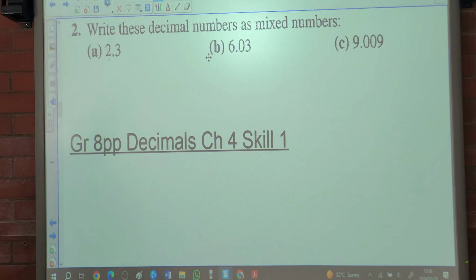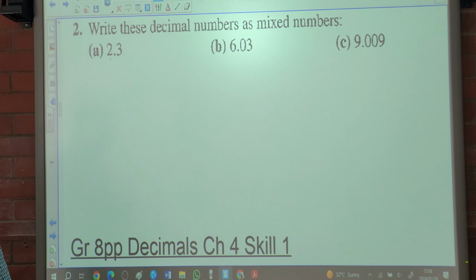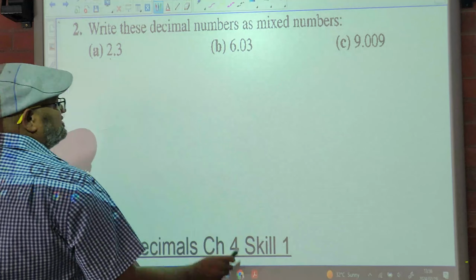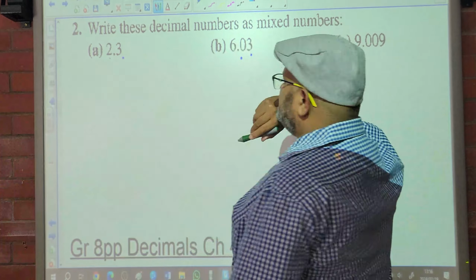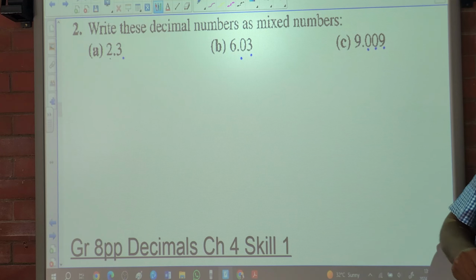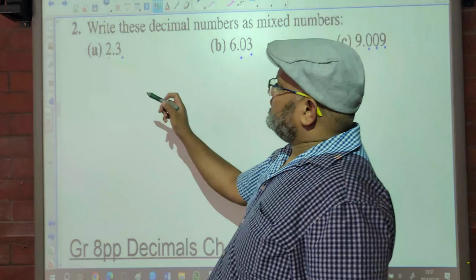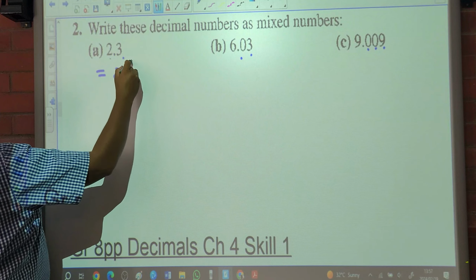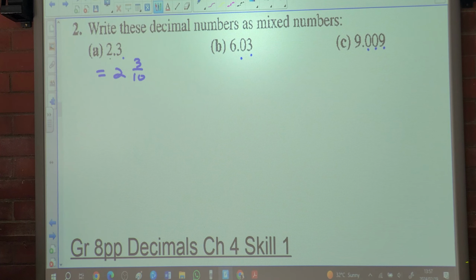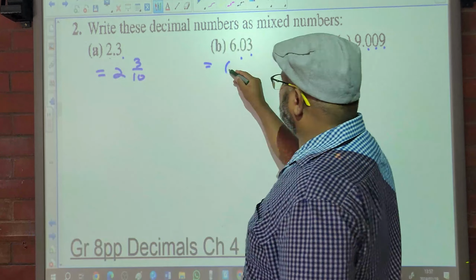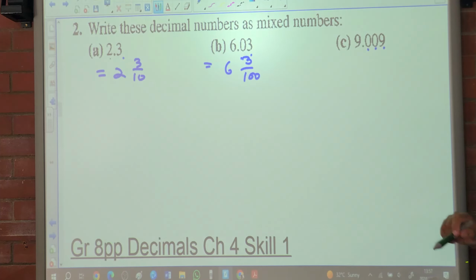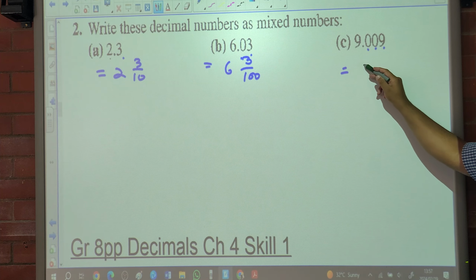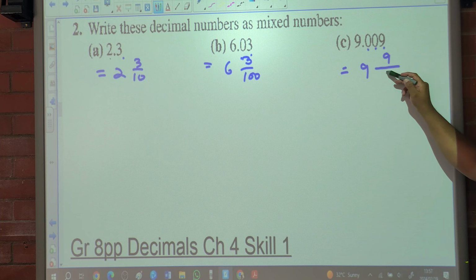Number two, we are asked to write these decimal numbers as mixed numbers. If there is 1 decimal after the comma, the denominator is going to be 10. 2 decimals? 100. 3 decimals? 1,000. So the first one will simply be 2 wholes and 3 tenths. Do you agree with that? The next one is going to be 6 wholes and 3 hundredths. And then the next one is, of course, 9 wholes and 9 thousandths.